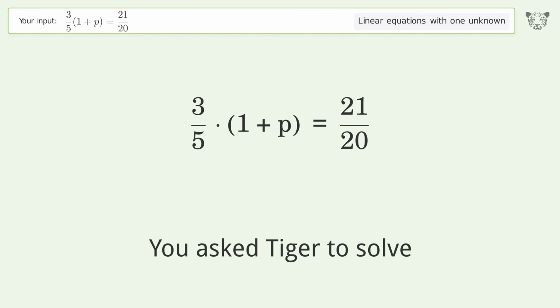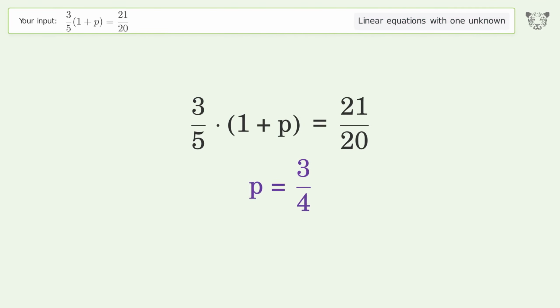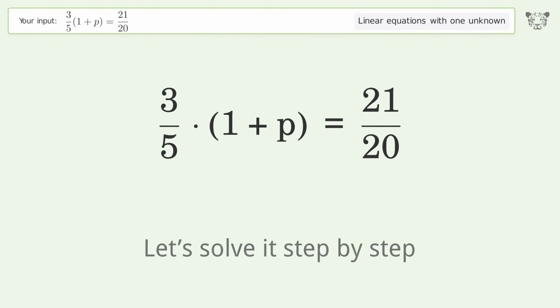You ask Tiger to solve. This deals with linear equations with one unknown. The final result is p equals 3/4. Let's solve it step by step.